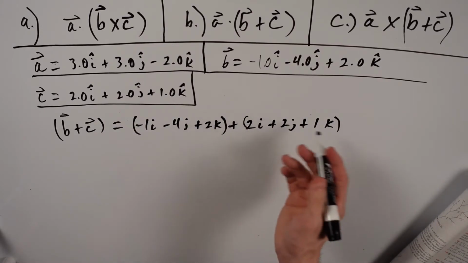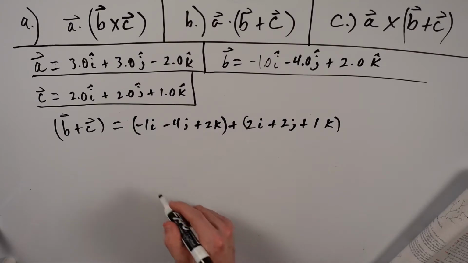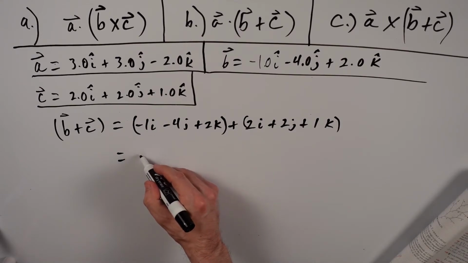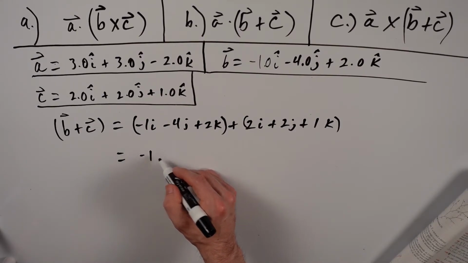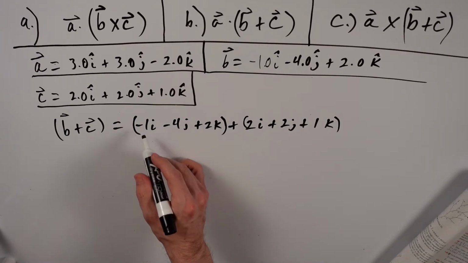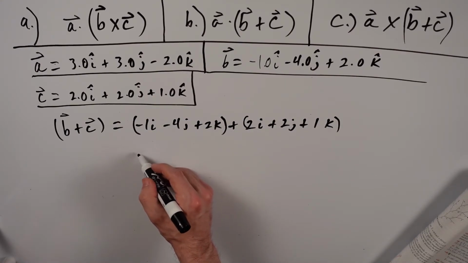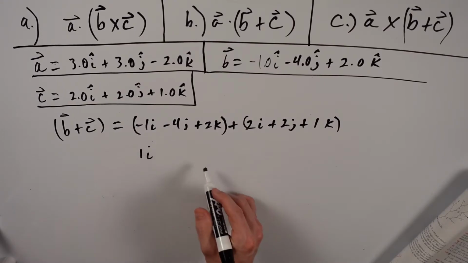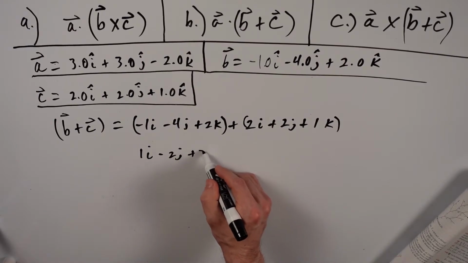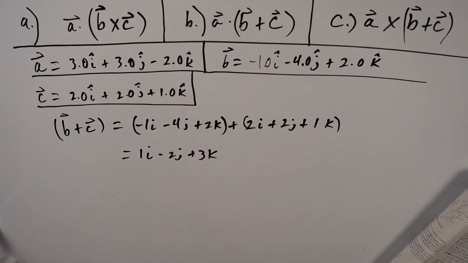I'm adding the parentheses just so you know it was these vectors, but it's kind of irrelevant at this point. So negative 1I, or wait, no, positive. You have negative 1I and positive 2I, so you get plus 1I. Negative 4 and 2, you get minus 2J, plus 2K, so you get plus 3K. And that's what B plus C equals.